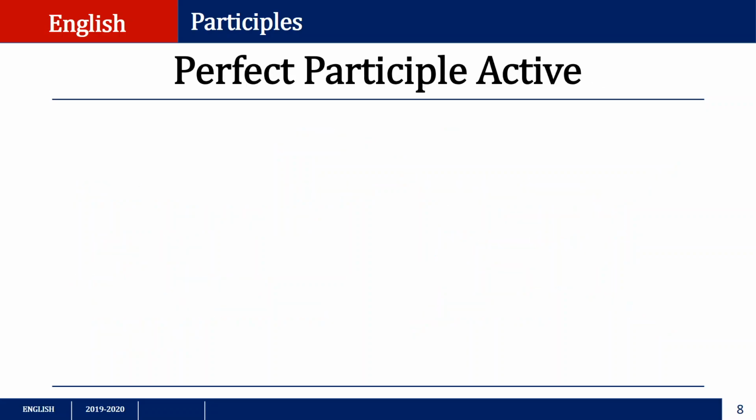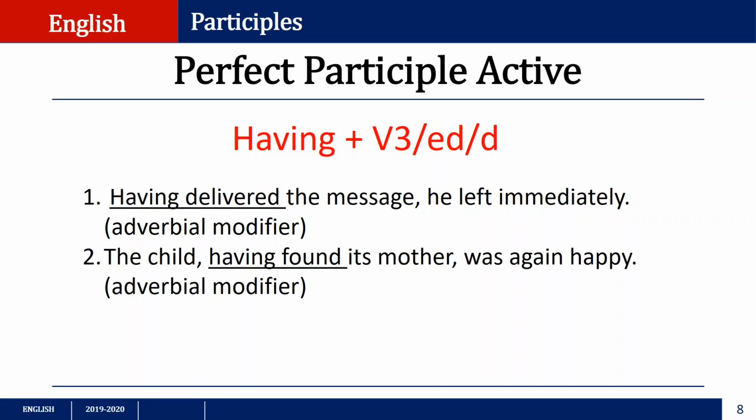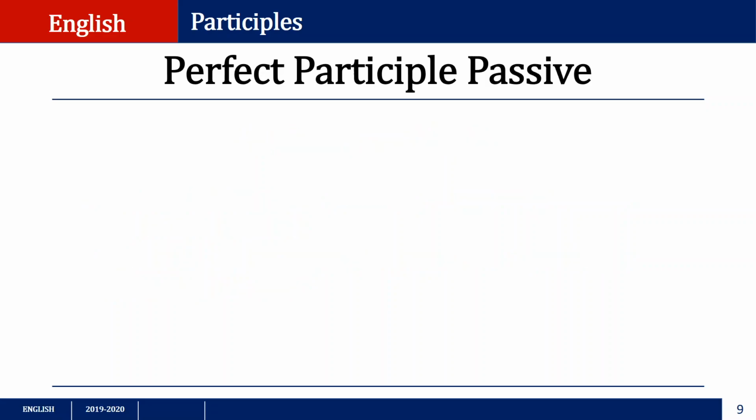Okay, now let's move to perfect participle active. The form is having plus verb 3 or ed. An example: having delivered the message, he left immediately. This one is an adverbial modifier. Or another one: the child, having found his mother, was again happy.